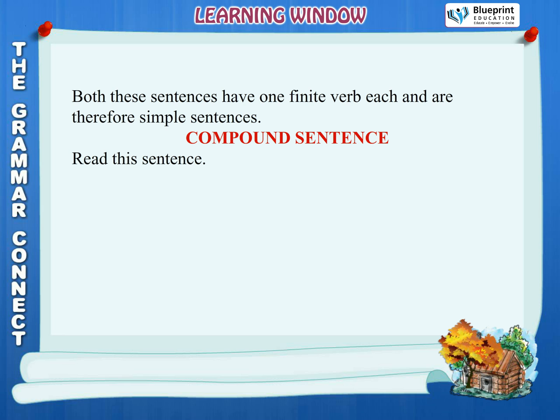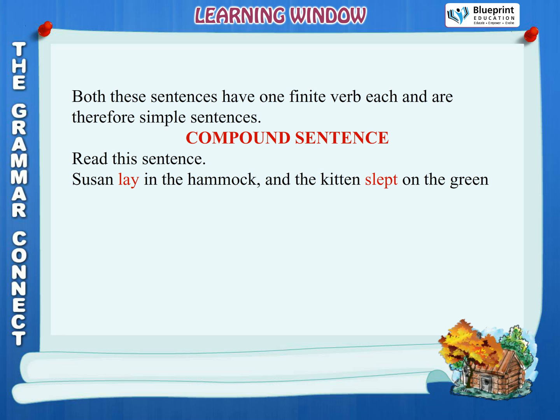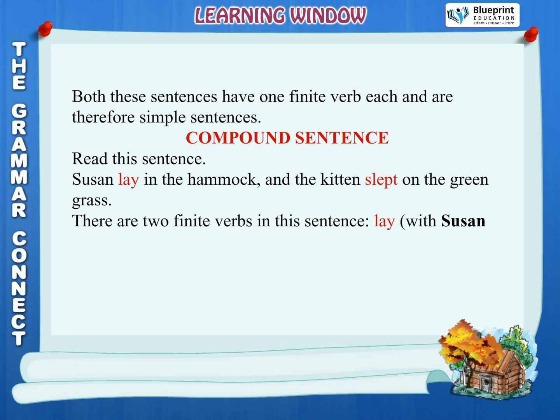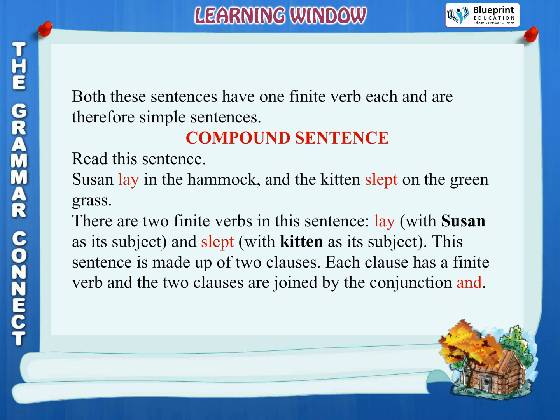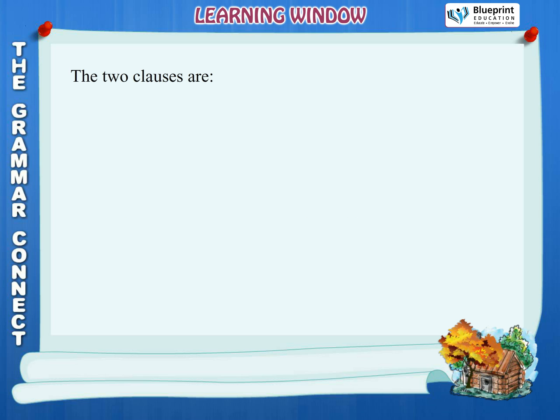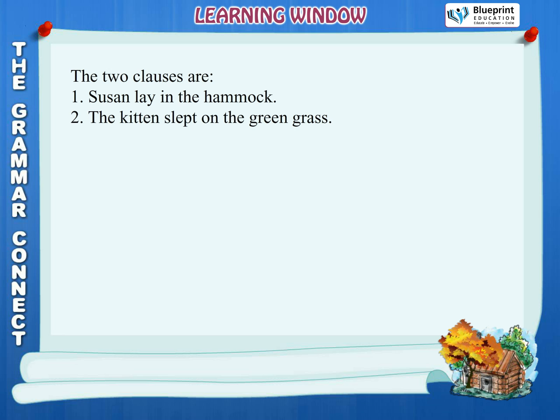Compound sentence. Read this sentence. Susan lay in the hammock and the kitten slept on the green grass. There are two finite verbs in this sentence, lay, with Susan as its subject, and slept, with kitten as its subject. This sentence is made up of two clauses. Each clause has a finite verb and the two clauses are joined by the conjunction and. The two clauses are 1. Susan lay in the hammock. 2. The kitten slept on the green grass.